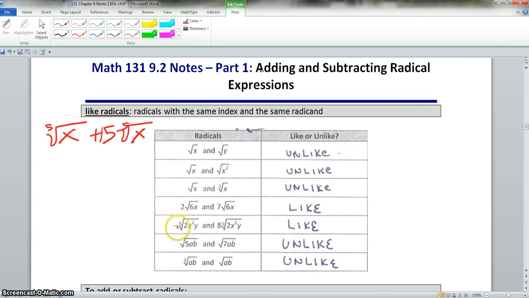Now we come here. We look at the index. This negative sign is not with the 5. This 5 is a positive 5 for the index. This negative is on the outside of the radical. So these have the same index, and under these radicals they have the same value. So they are like. Now here we have the same index, but we have different values under the radicals. The radicands are different, so they're unlike. And the same thing here, except we have different indexes, so they're automatically unlike.